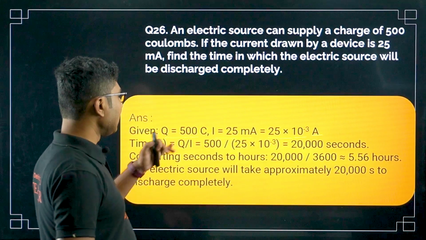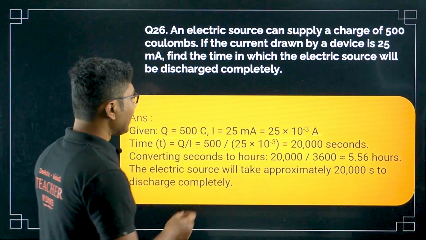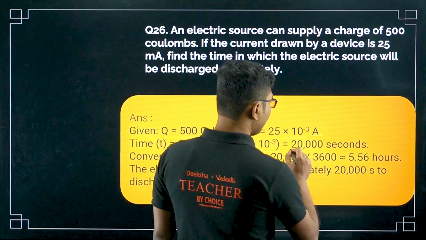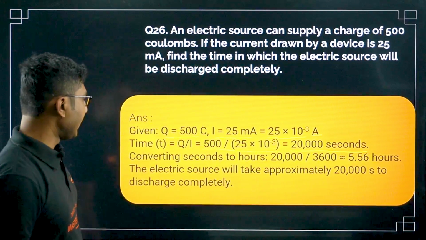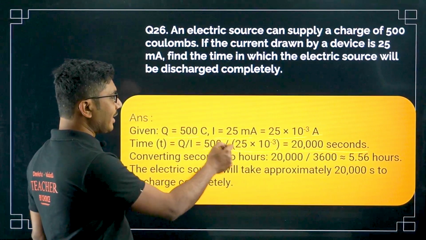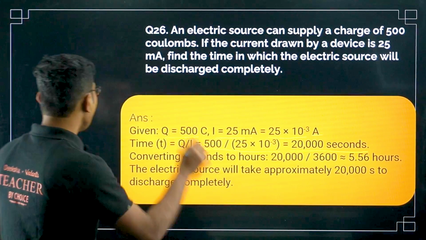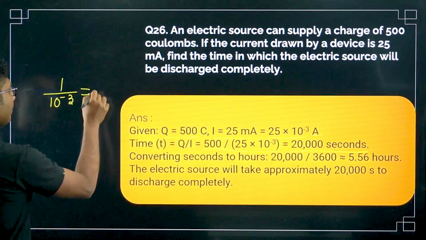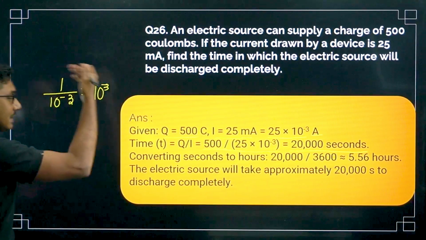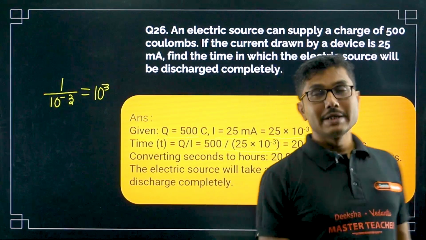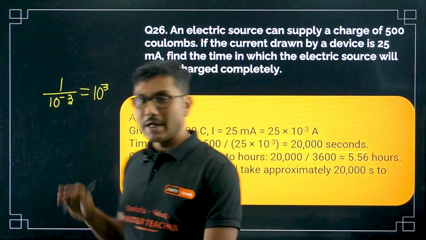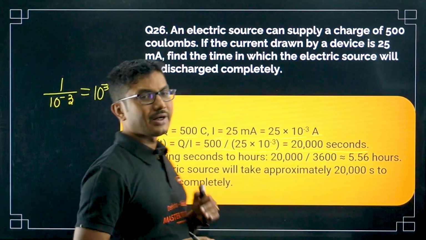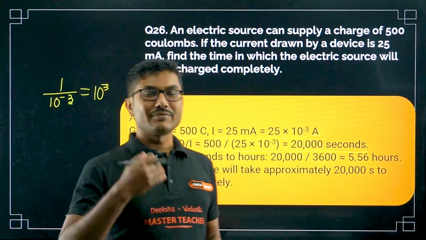Time taken is Q by I. So if you calculate 500 divided by 25 into 10 to the power of minus 3, that is 20,000 seconds. You can cancel it, and 20,000 is 20 into 10 to the power of 4. What happens when you divide by 10 to the power of minus 3? Many students get confused. The 10 to the power of minus 3 becomes plus 3. When it is divided, it goes up and becomes positive. Similarly, if you divide by a positive power of 10, it goes up and becomes negative. This is how we exchange. That is why powers of 10 are preferred in scientific calculations. It is easier for us to convert.